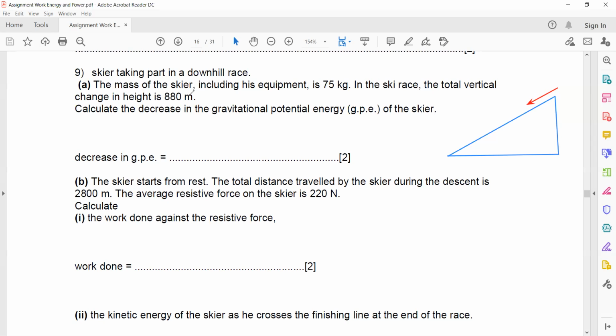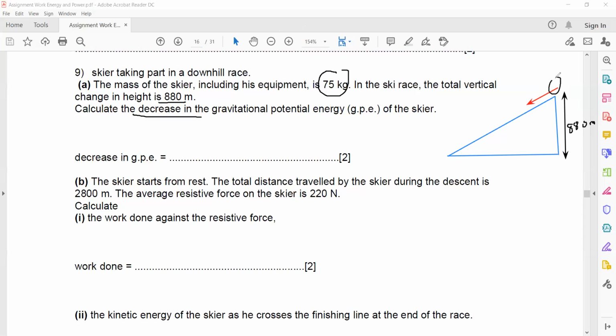The mass of a skier including his equipment is 75 kg. In a ski race, the total vertical height is 880 meters. So he's coming down vertically from a height of 880 meters. Calculate the decrease in gravitational potential energy.